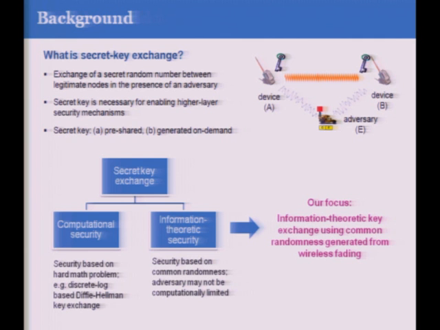An example here is the discrete log based Diffie-Hellman key exchange. The other philosophy is information-theoretic key exchange, where you do not impose any restriction on the computation capability of the adversary. But the way you generate a secret key is through common randomness. The idea is that A and B somehow have some common randomness that they get a key from.